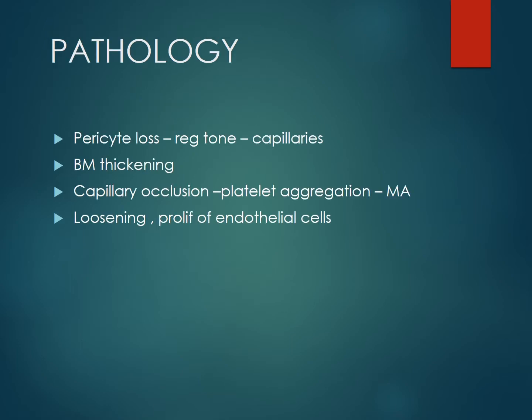So what is the pathology associated with diabetic retinopathy? The first one is pericyte loss. Pericytes regulate the tone of the capillaries, and there is a loss of pericytes. In addition to that, you have basement membrane thickening. There is also capillary occlusion because of platelet aggregation, and this leads to microaneurysm formation. There is also associated loosening and proliferation of the endothelial cells. All these things contribute to the diabetic retinopathy manifestations.